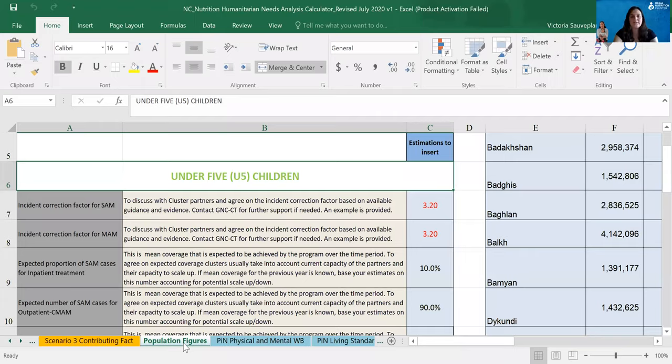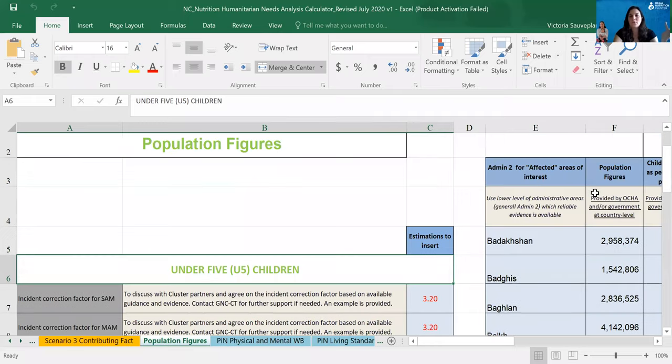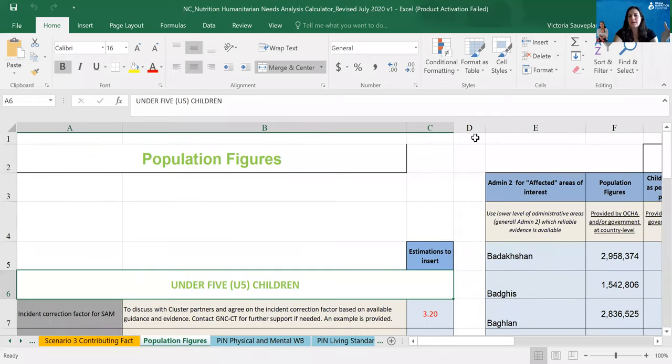To calculate, evidently, the number of people in nutritional need, we'll need a series of population figures. So once again, here, I do believe you could add columns. That won't be posing an issue, right, Shabib? Yes, it's okay. Here there is no problem to add columns.